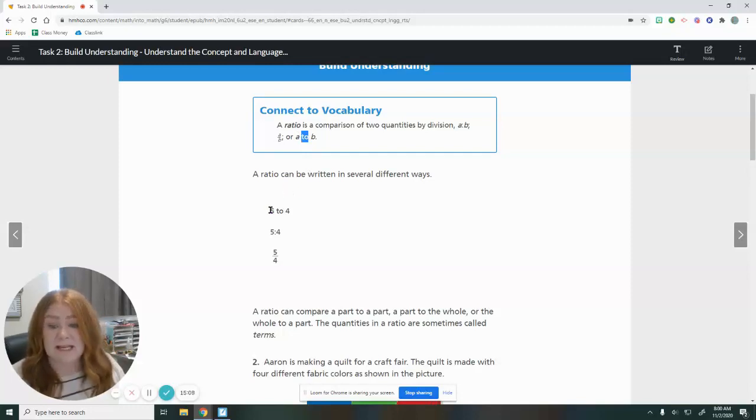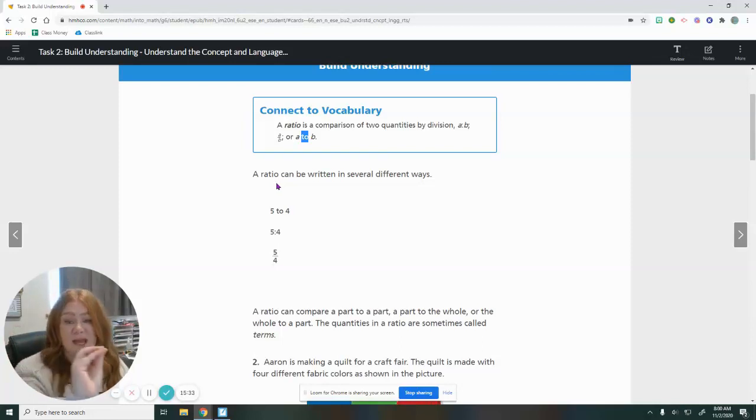So it can be written as 5 to 4, 5:4, which we say 5 to 4, and they say the same thing, or 5/4. They all say the same thing, but notice every time the 5 came first. If it said that there were 5 blue marbles and 4 green marbles, blue came first, so we want to always keep it in that same order so that people reading the problem will understand that.